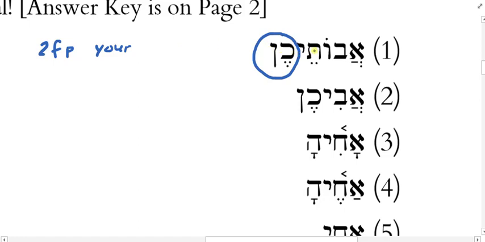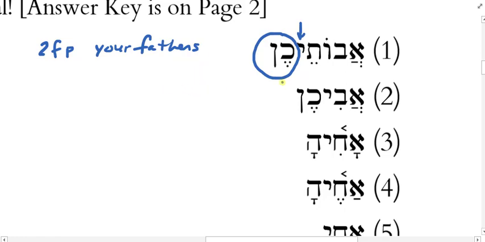Okay. Now the next question is, is this a singular or plural word that we're attaching your to? It's plural. How can you tell it's plural? Yes, the yod is magical, isn't it? That tells us. And is there anything else that indicates this is a plural noun? Yeah, the vav. The vav is also plural. All right, so what does this mean? Your what? Fathers. Excellent. It is more than one father.